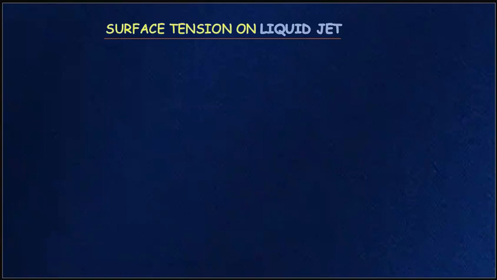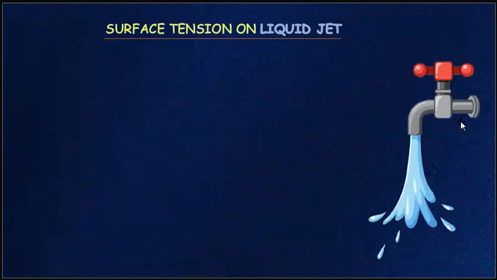Hi friends, so we are going to learn about the surface tension on liquid jet. So let me show you one example here. If you see here, there's a tap of water releasing water into the environment. This water surface, if you see from here to here, the water coming out from the tap is in the form of a cylinder. So the formation of surface of a cylinder is due to the surface tension of the liquid coming out from the tap.